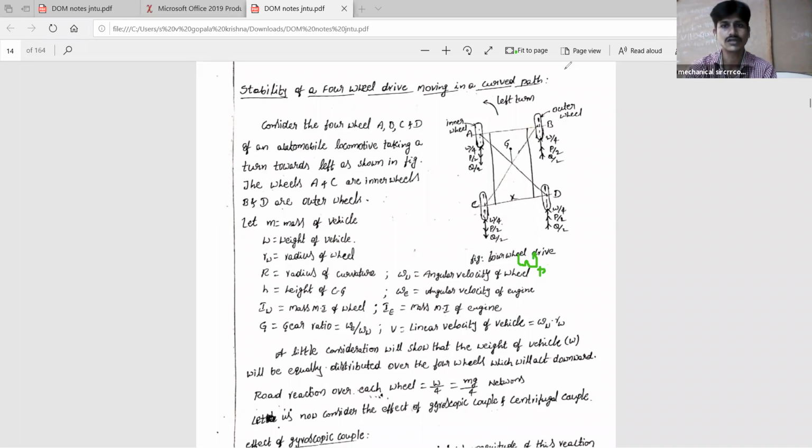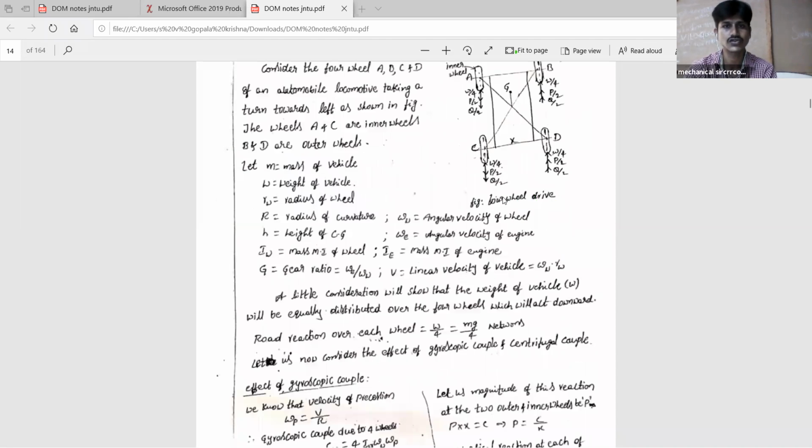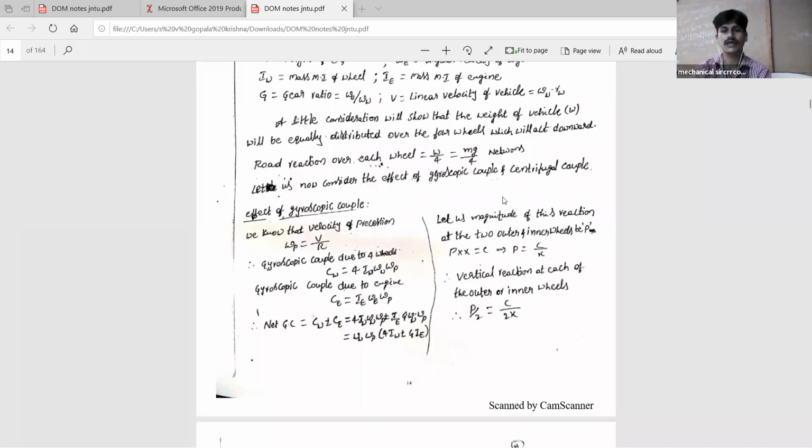A little consideration will show that the weight of the vehicle W will be equally distributed over the four wheels. What is the weight of our total vehicle? It is a four-wheel vehicle, and the total weight is shared among the four wheels. The total weight is W, and when we distribute it over the wheels, each wheel gets W by 4, that is, mg by 4.